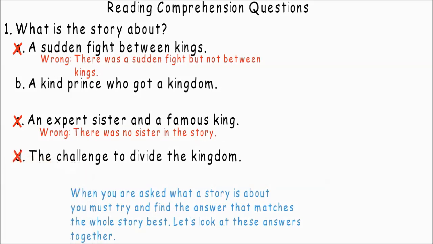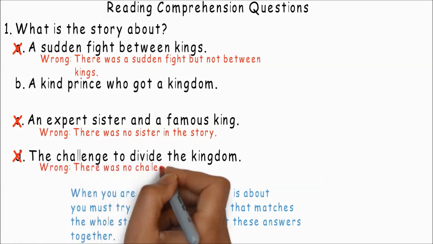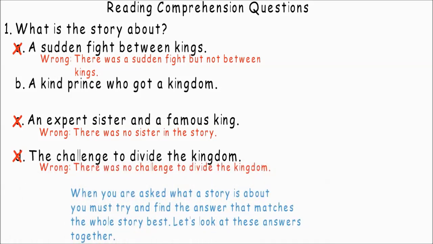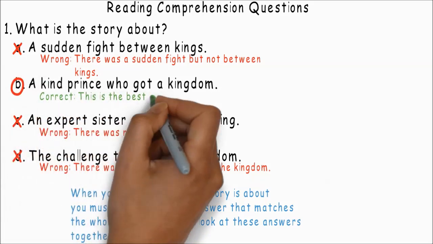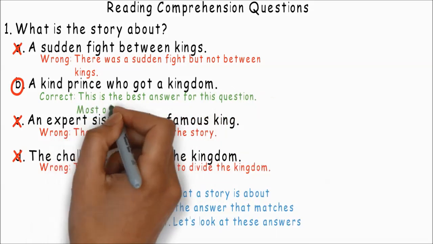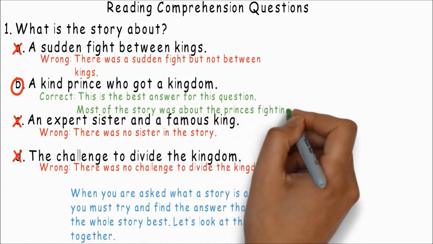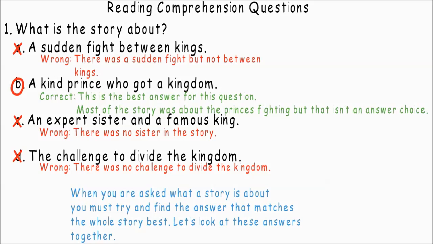It's not D, the challenge to divide the kingdom. There was no challenge to divide the kingdom, so this can't be right. The answer must be B, a kind prince who got a kingdom. This is the best answer for this question. Most of the story was about the princes fighting, but that isn't the best answer choice here.